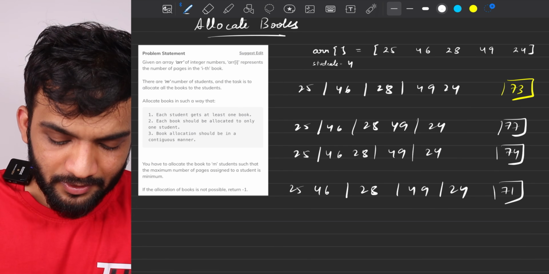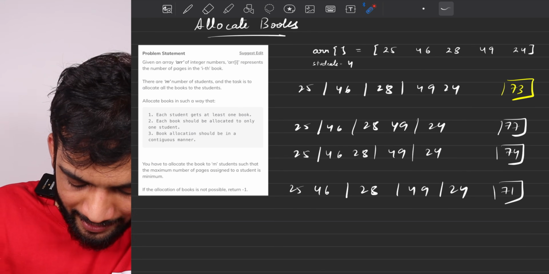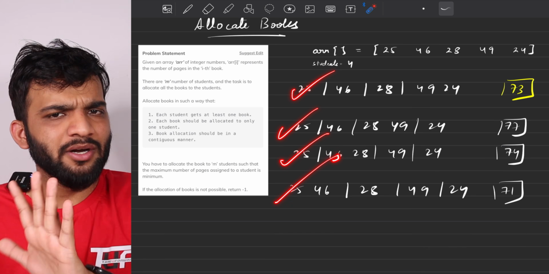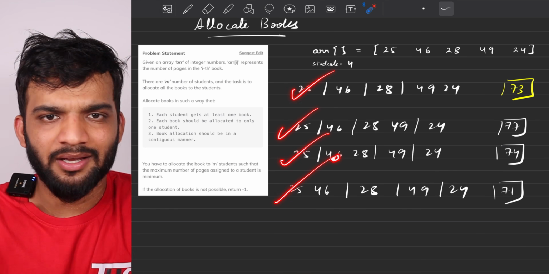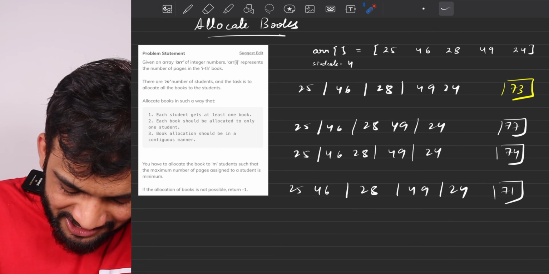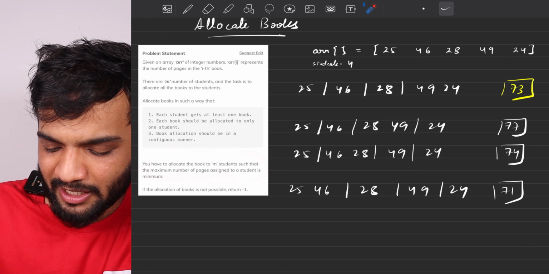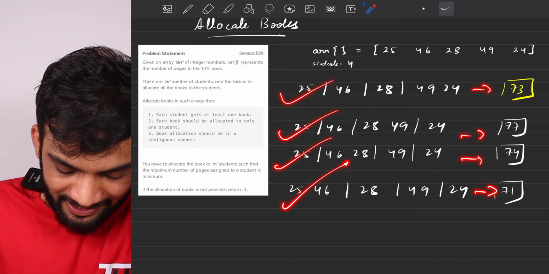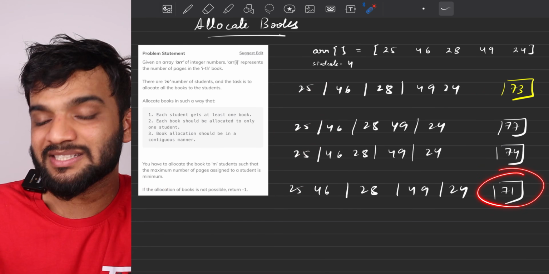I cannot. Let's read the question again. You have to allocate the books to m students. Yeah, I can allocate in 4 ways. Nothing apart from this. Maximum number of pages assigned to a student. I figured out: the maximum in every allocation is minimum. Which is the minimum? 71.